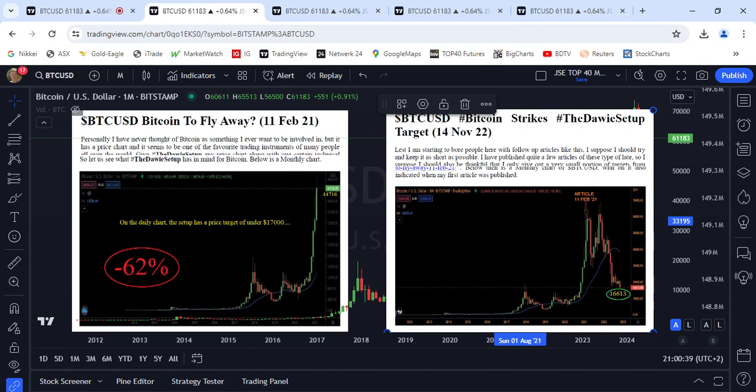$17,000. So you can see the price there. I have just put it in there again, 44716. That was the price at the time. So we called for a drop of 62% there.